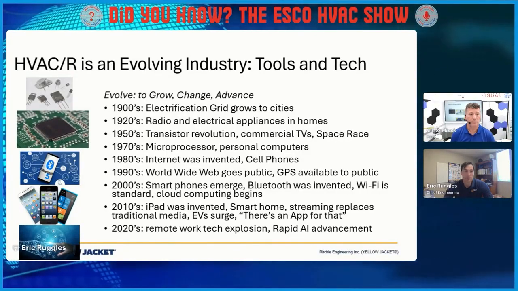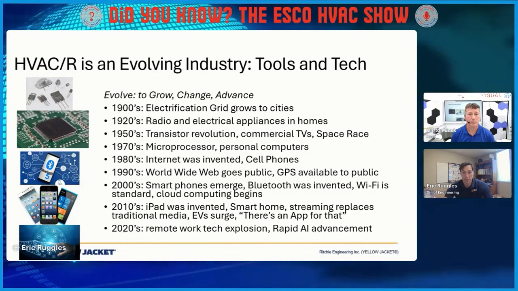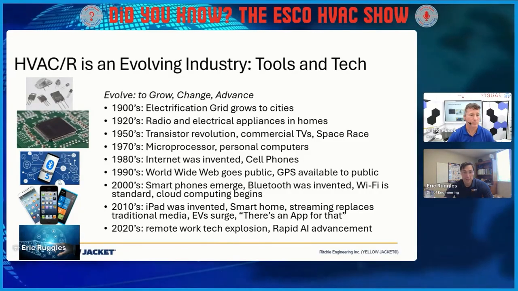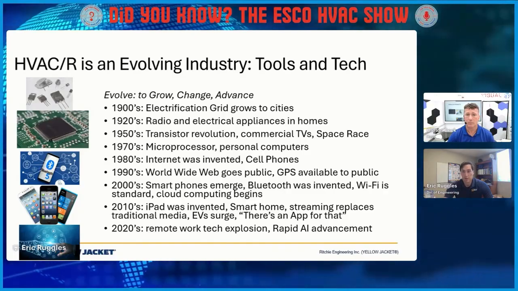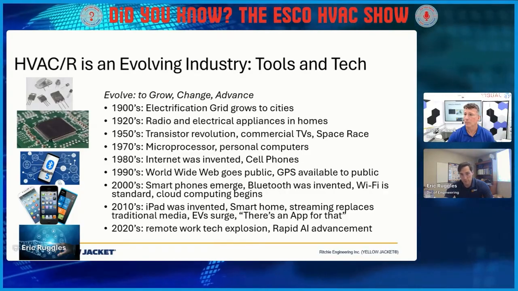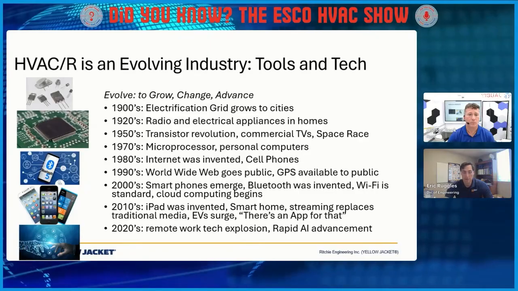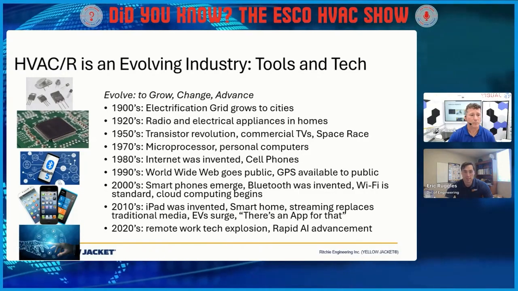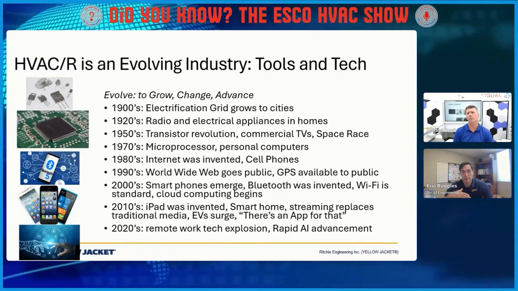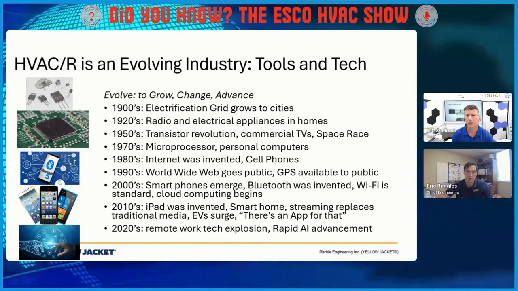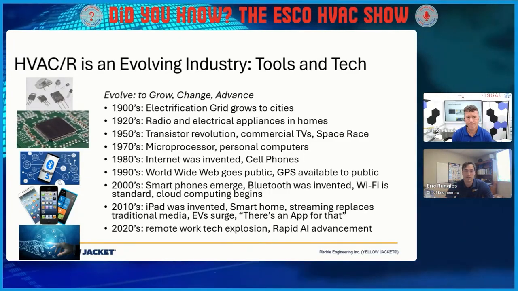We got to radio and electrical appliances in the 20s, and in the 50s transistors came out. 1980s, the internet was invented. 90s, we had the World Wide Web, GPS was public. 2000s, smartphones emerged, Bluetooth was invented, Wi-Fi was now standard in most places, cloud computing. I mean, that's still 25 years ago, right? Wow. I think the last 40 years it's just going exponential change, right?